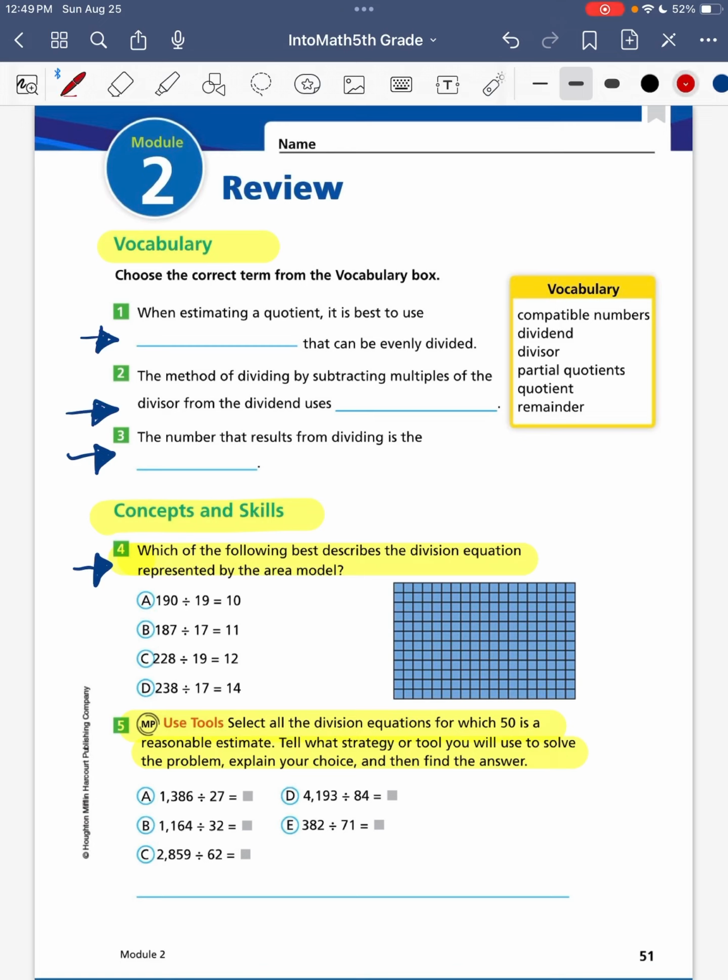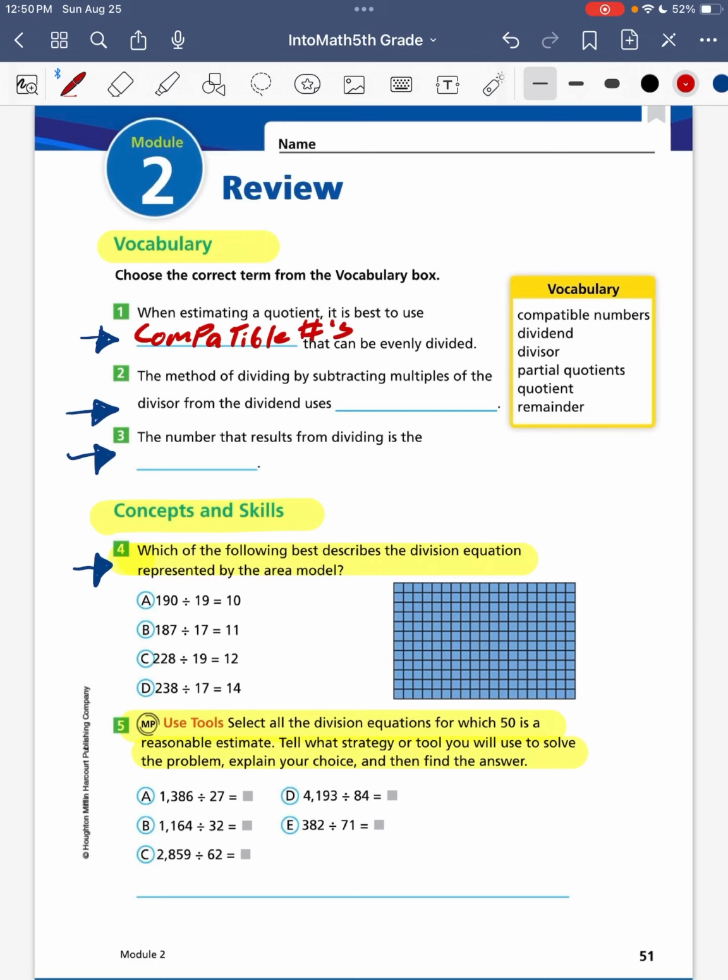To start off with some vocabulary, we have some terms here: compatible numbers, dividend, divisor, partial quotients, quotient, and remainder. Number 1. When estimating a quotient, it is best to use blank that can be evenly divided. For this, we are using compatible numbers. Compatible numbers we use to help us estimate what our quotient will be.